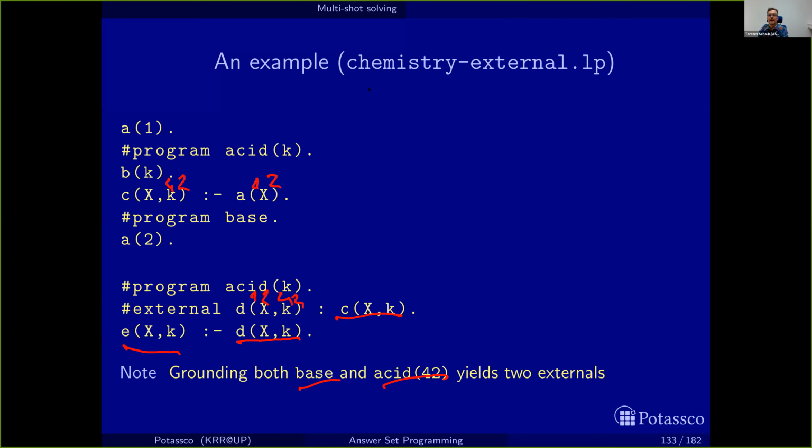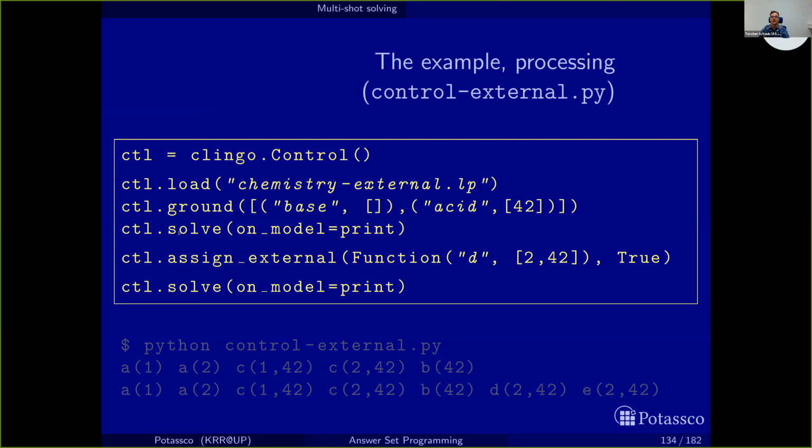Again, this is now chemistry external LP. So what we do is we create a Clingo object, and now we load our file that we had before. And now we have two alternative ways, right?